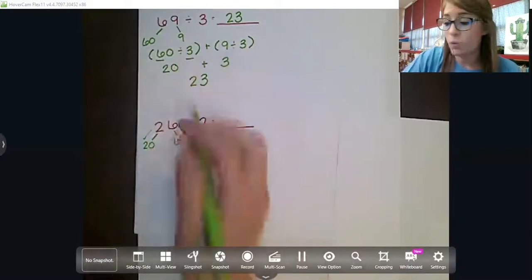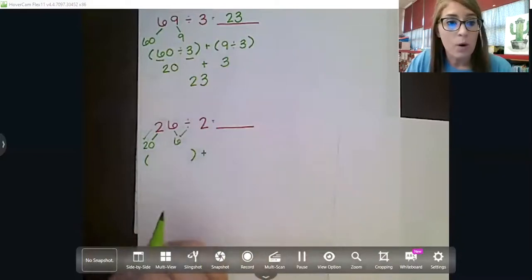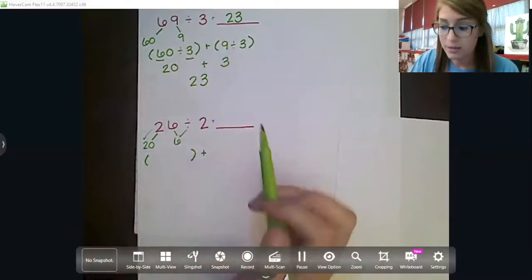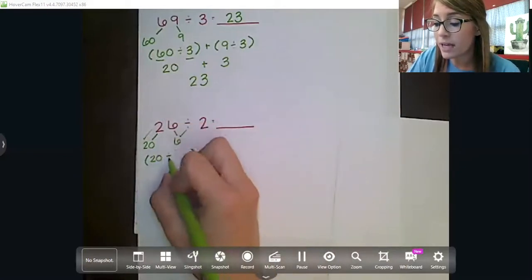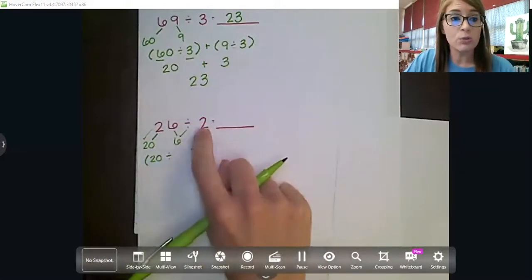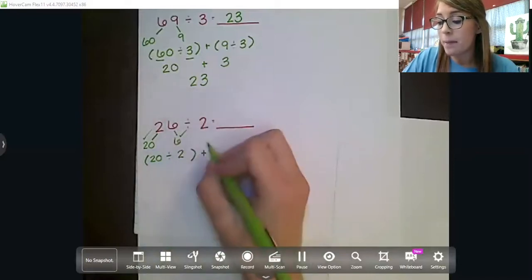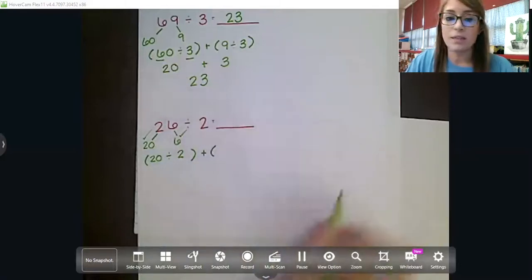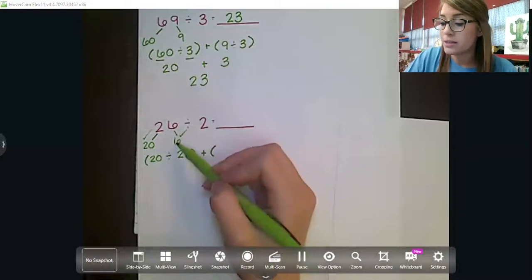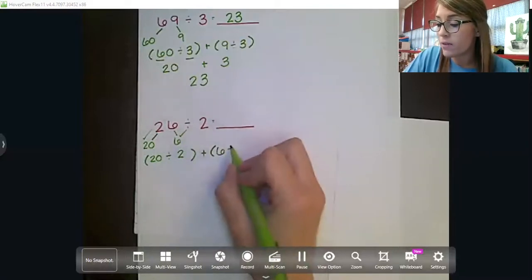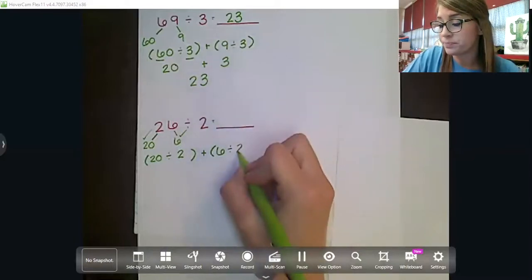So I'm going to have what in my first set of parentheses? What divided by what? Yes, I'm going to take this 20 and I'm going to divide it by 2. Remember, this 2 stays constant. This stays the same. Okay, bring my addition symbol down. What's going to go in the second set of parentheses? Very good. This 6 divided by 2, because again, that 2 stays constant.